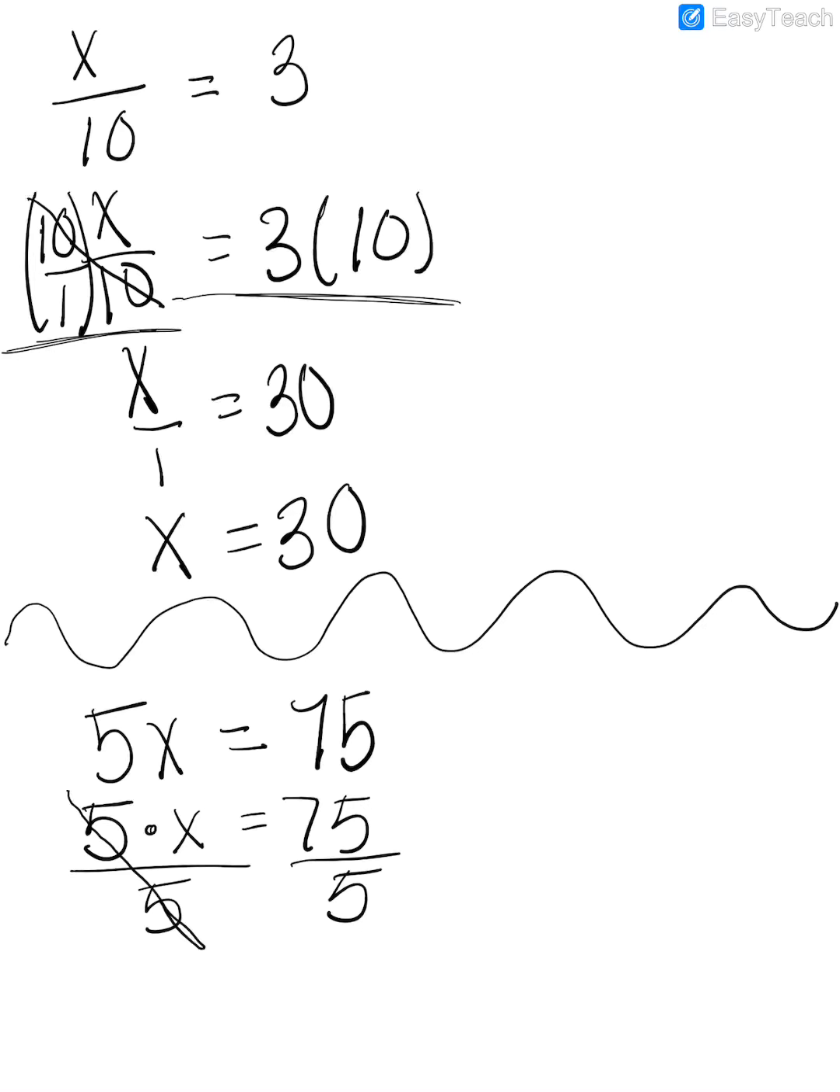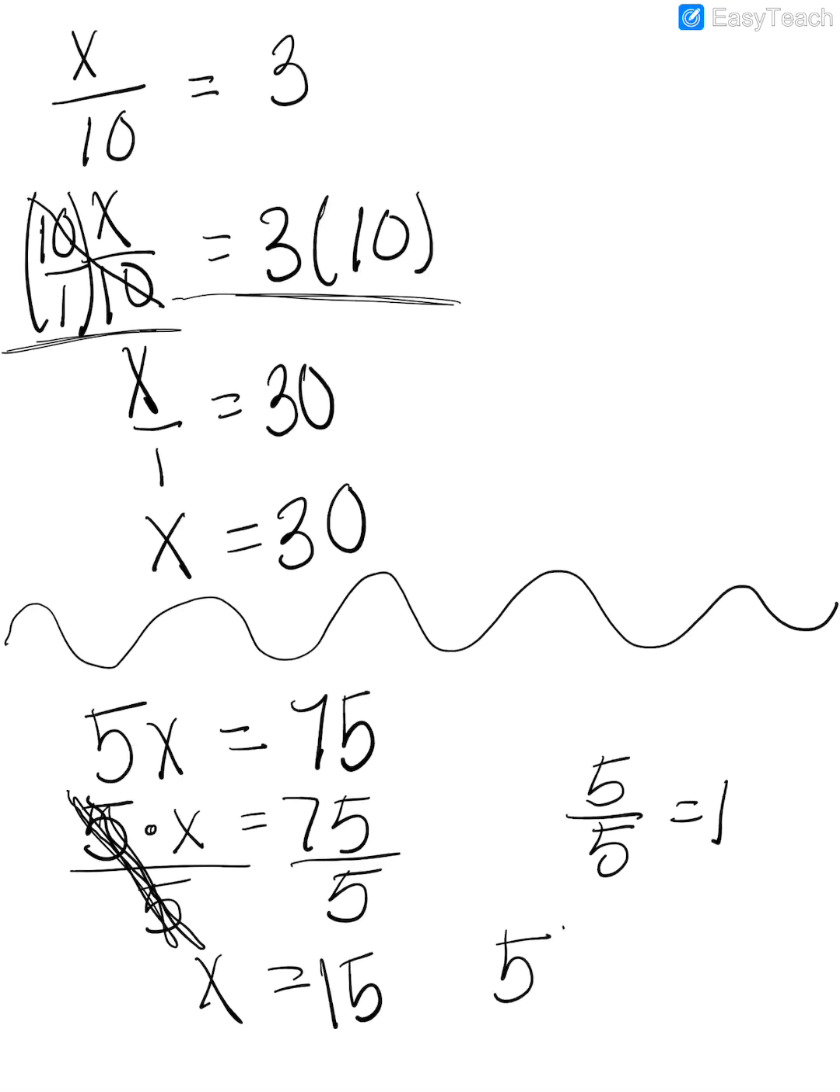So this will cancel out just like up top. Okay? Because 5 divided by 5 equals 1. So this we can cancel out here. We're left with x equals whatever 75 divided by 5 is. And we could put that into a calculator, or you could just know it, but it's 15. You can check back. 5 times 15 does equal 75. Okay?